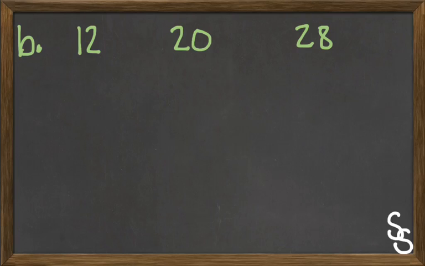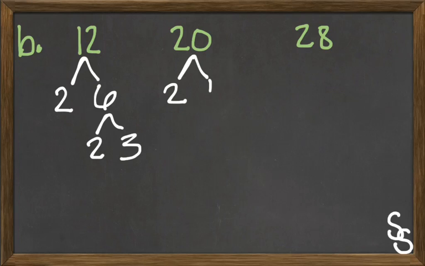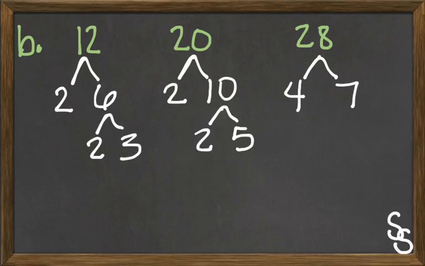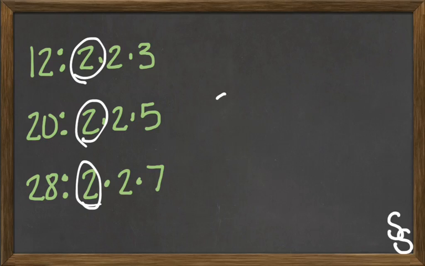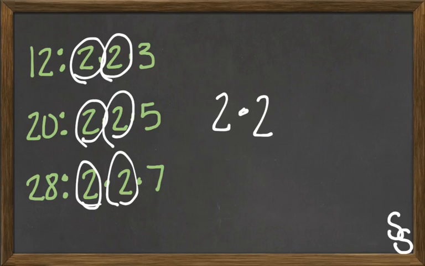For B, we'll do the same. Prime factorization, then we compare, and we find our least common multiple. Now we compare. There's 1, 2, and a second 2 that's in common.